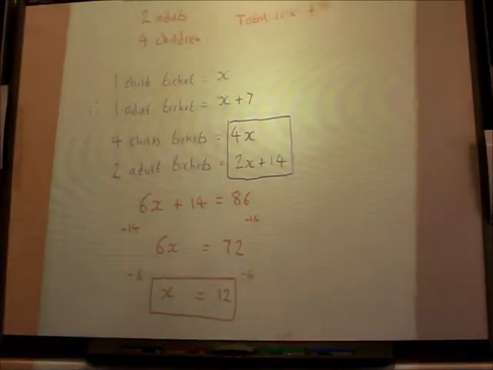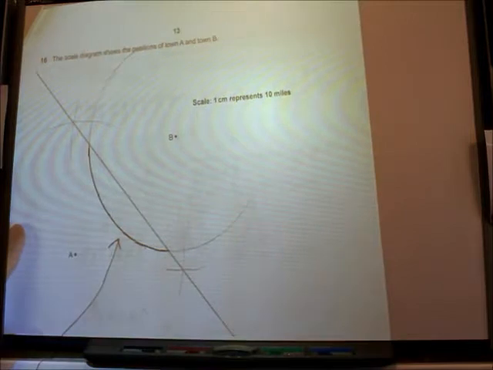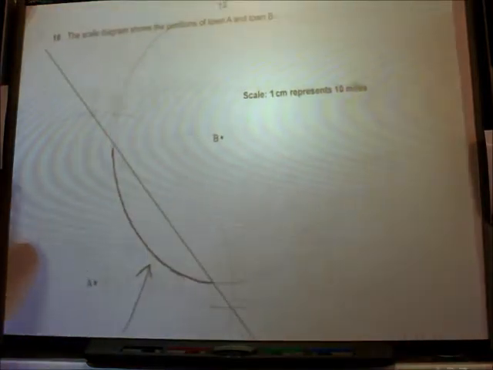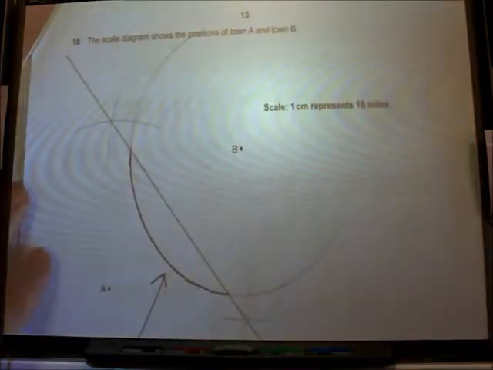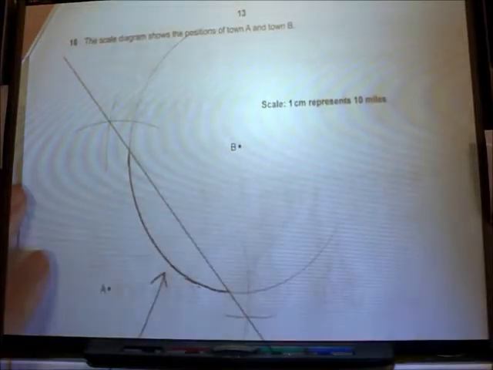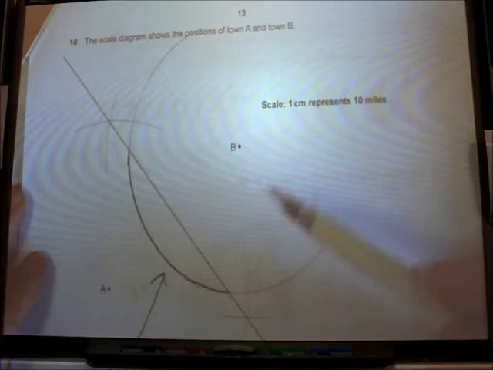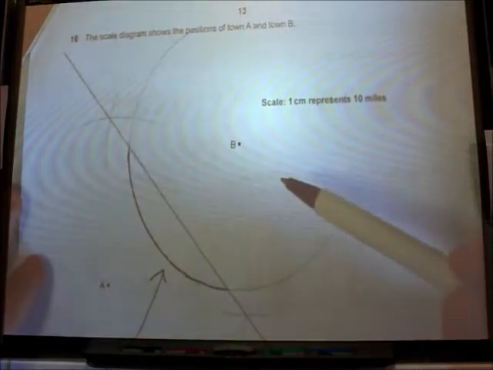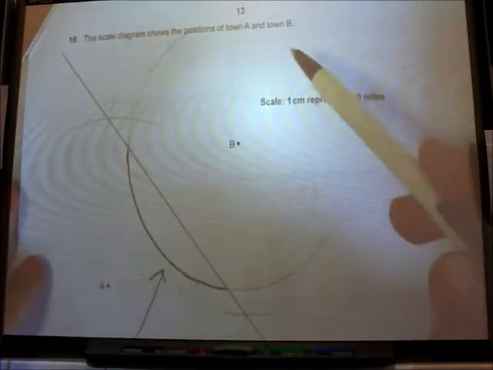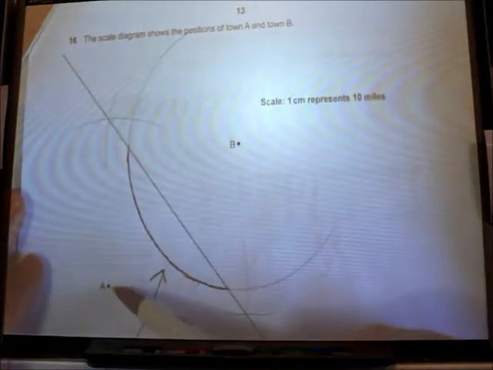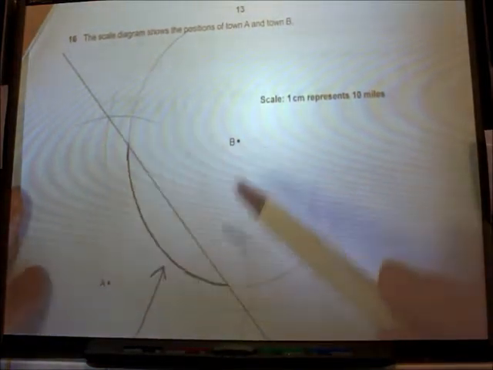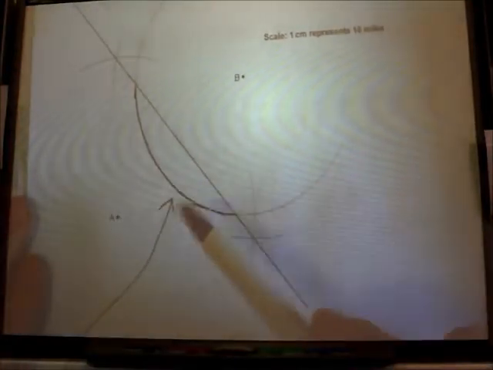Question 16. Okay, scale drawings here, and this is a slightly tricky one, but we're going to go through it together. First of all, I wish I hadn't done this before, but I'm going to actually do it as if I'm doing the question again. So it shows the positions of town A, which is over here, and town B, which is up here. It says Lucy's house is nearer to town A than to town B. So basically her house is nearer to this town than it is to that town.